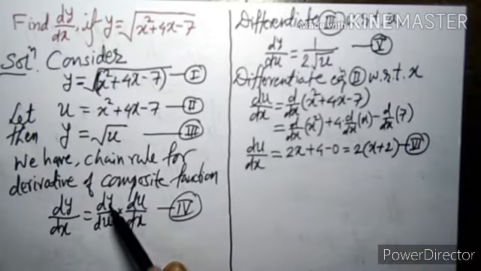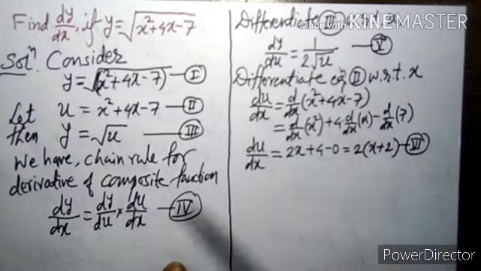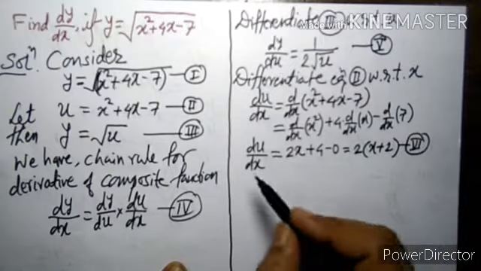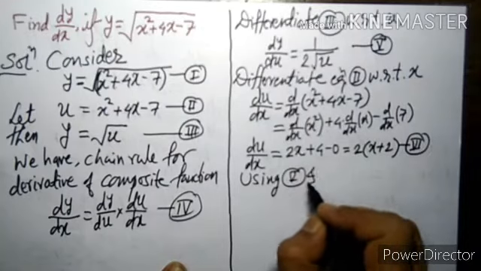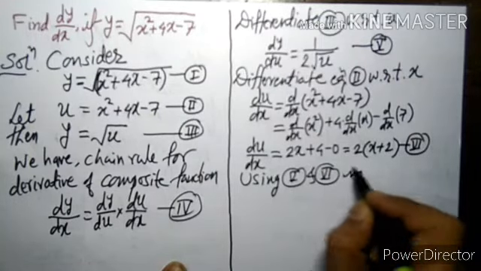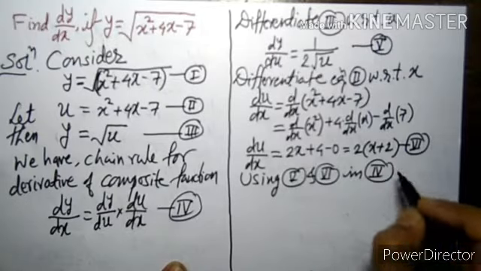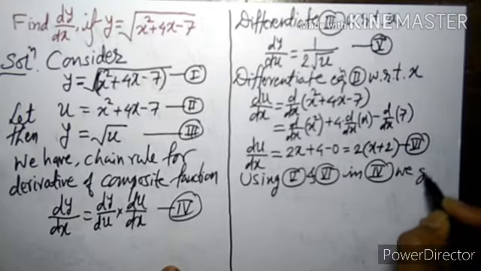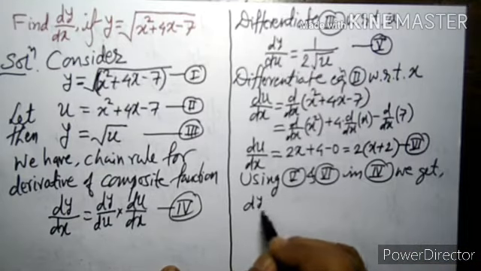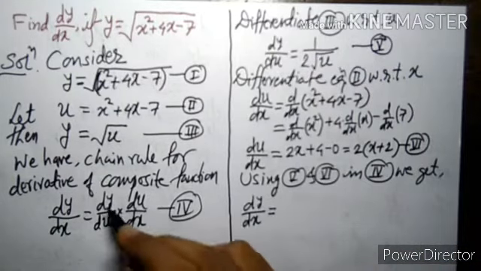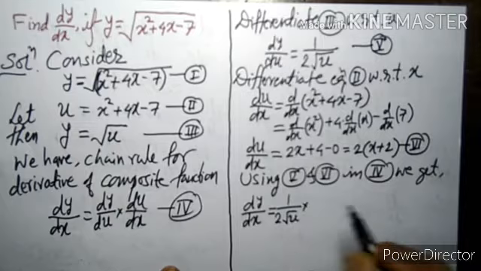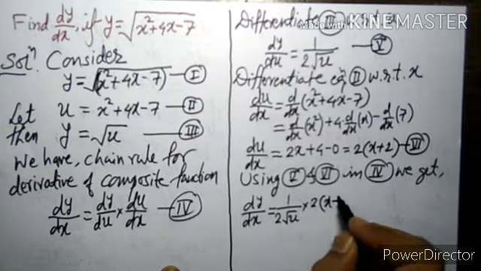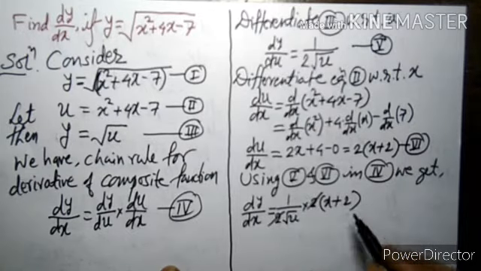Now see, in the chain rule we got dy by du in equation 5 and du by dx in equation 6. So we'll use those. Using 5 and 6 in equation 4, that is the chain rule, we get dy by dx is equal to dy by du, which is 1 upon 2 root u, into du by dx, which is 2 into x plus 2. Now we can cancel 2 and we write the answer.